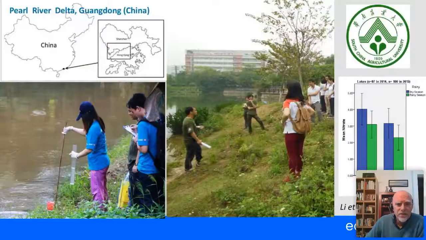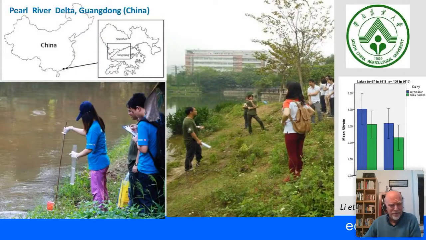Another interesting project, moving far away from Oxford and the UK, is in Guangdong, China. The Pearl River, which is one of the largest rivers in the world and the third largest river in China, has some serious problems because there's lots of agricultural activities happening in the catchment.